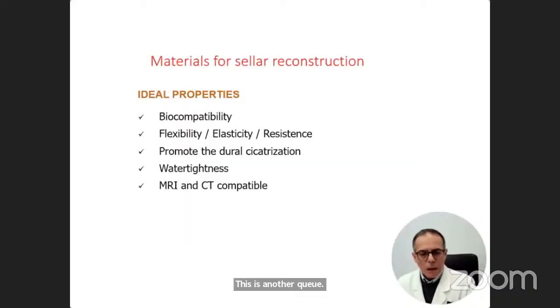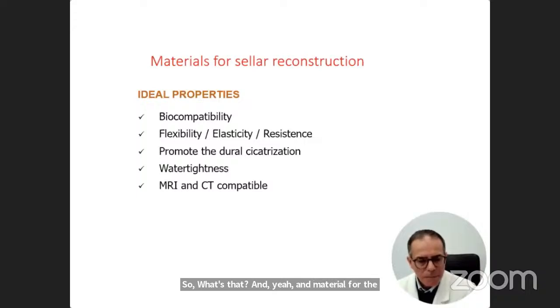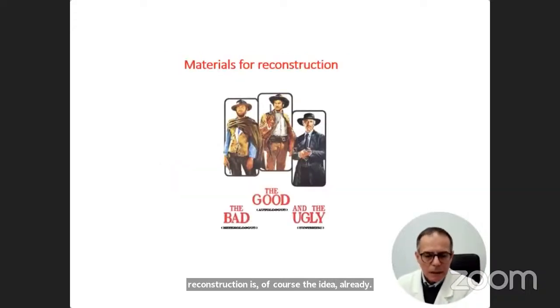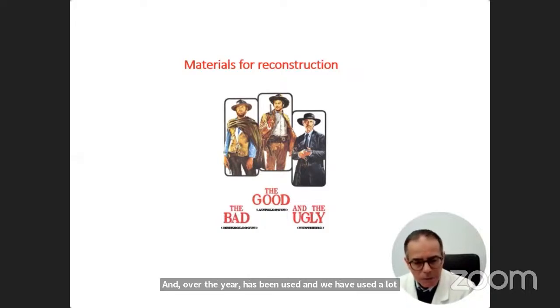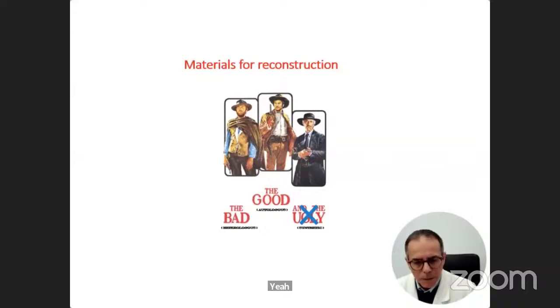So, what are the ideal materials for the reconstruction? These are, of course, the ideal properties. Over the years we have used a lot of materials in the attempt to reduce the risk of post-operative leak. Today, of course, we can say that the synthetic ones are absolutely to be abandoned and not to be used, but also the heterologous ones have some limitations, especially in extended approaches, and the best ones, of course, are the autologous.